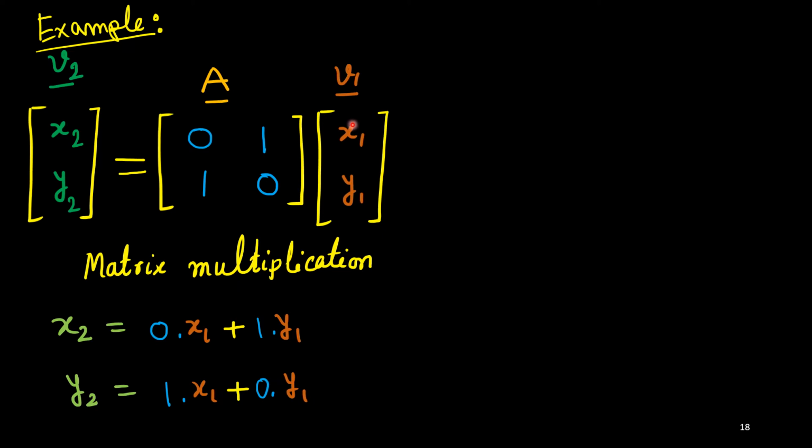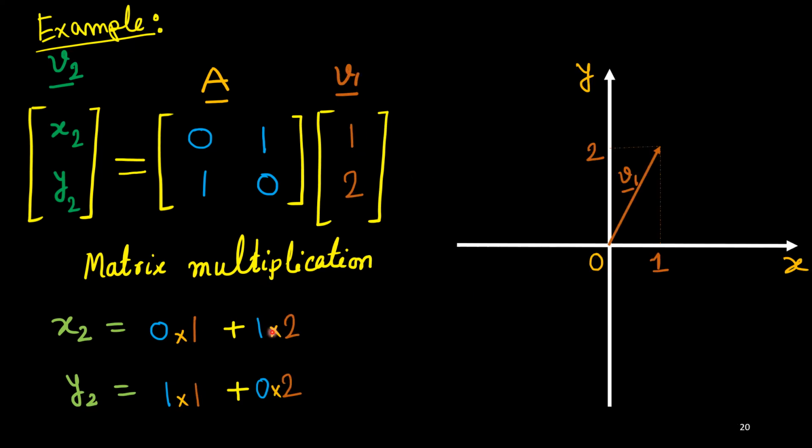Okay, so do you get any similarity? This output vector v2 has the elements just in the opposite order. This y1 is coming here and x1 is coming here. You can take one more example. Suppose v1 is 1, 2. Then you see this is 1, this is 2. So this is your v1 vector, this is 1 and this is 2, right? So what is your v2 vector? You see this is 2 and 1.